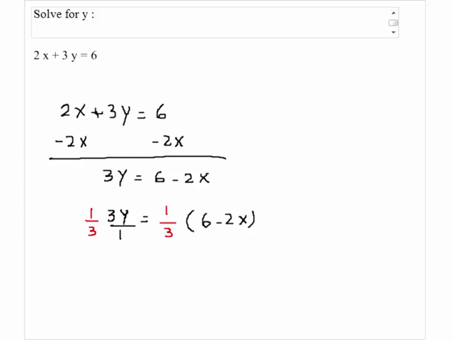And as you see, 1/3 times 3 over 1 would be equal to 1. So 1 times y would be equal to y. I isolated the y here. So we have y is equal to 1/3 times (6 minus 2x), or I can distribute: 1/3 times 6 would be 6/3, minus 1/3 times 2 would be 2/3 x. So y is equal to 2 minus 2/3 x.